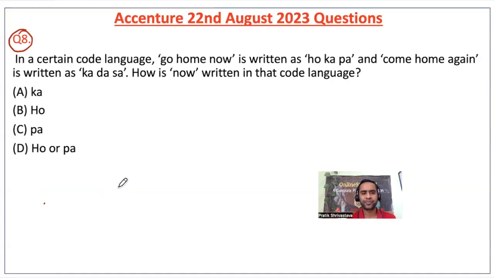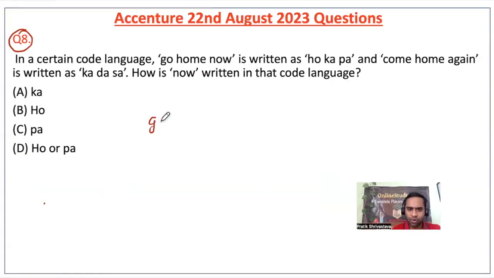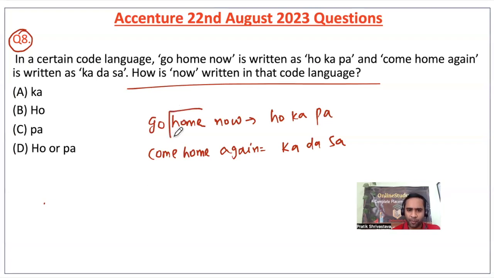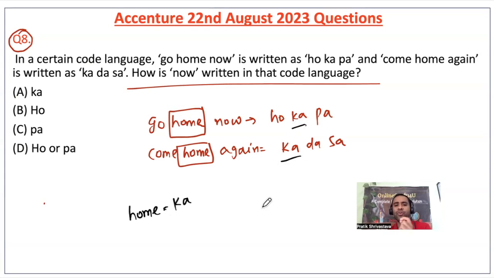Now question number 8. So in a certain code language, go home now is hokapa, and come home again is kadasa. Then how is now written in the code? Okay, now, so friends, if we'll see here, then home is common, right? So we can get a code for home. So what will become the code for home? Kaka, right? Kaka. Now they're asking the code for now.